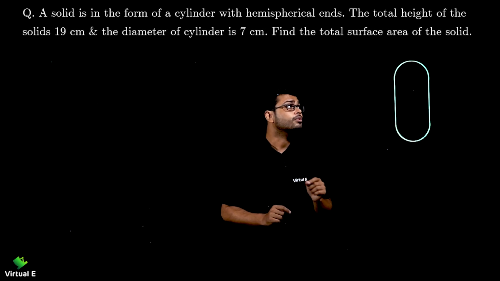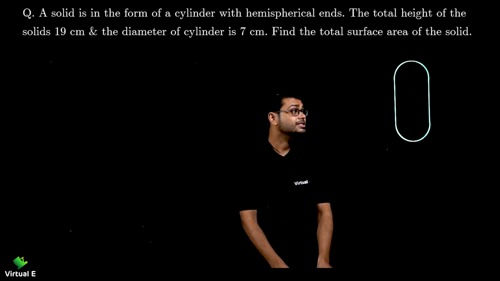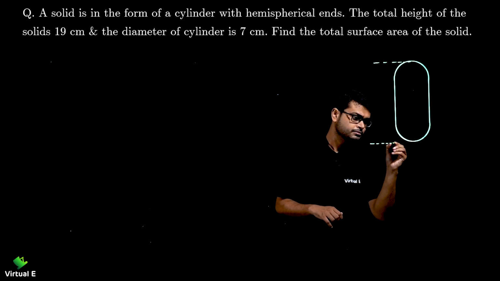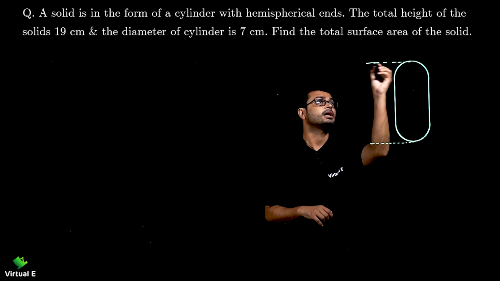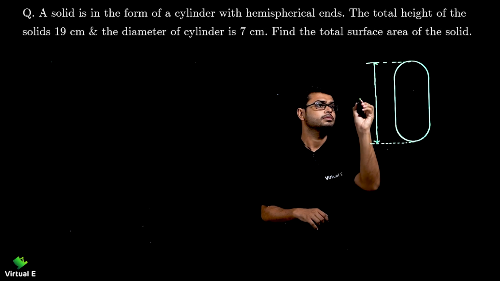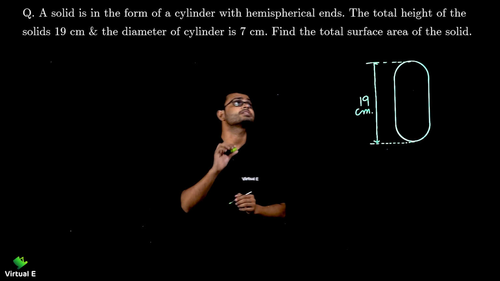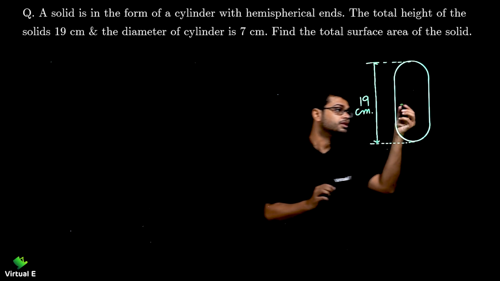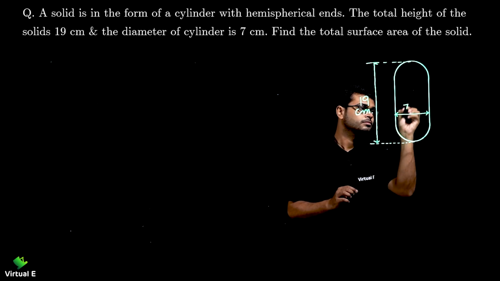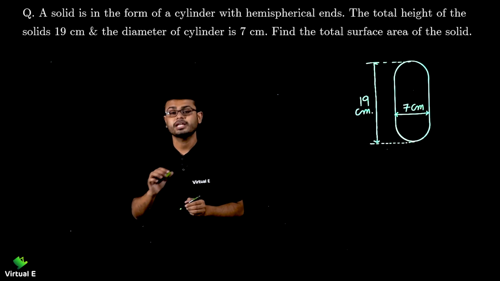So when we talk of the total height from this top end to the bottom end, it is what? 19 centimeter. So let's label it. Here up to this and up to this. So total height, that is 19 centimeter. Then height is done. And the diameter of the cylinder is 7 centimeter. Okay, so cylinder here. So 7 centimeter. Find the total surface area of the solid.